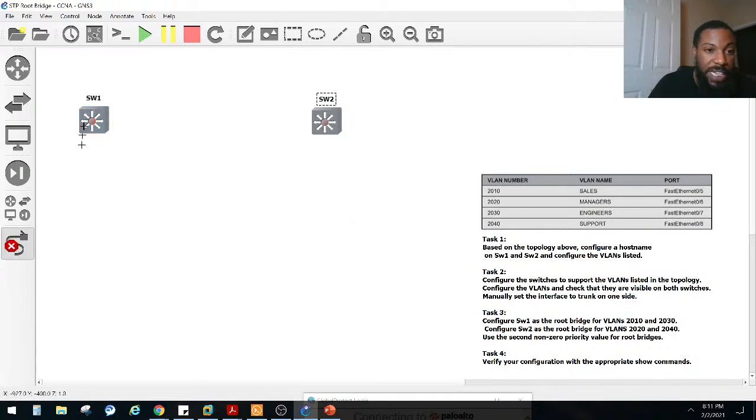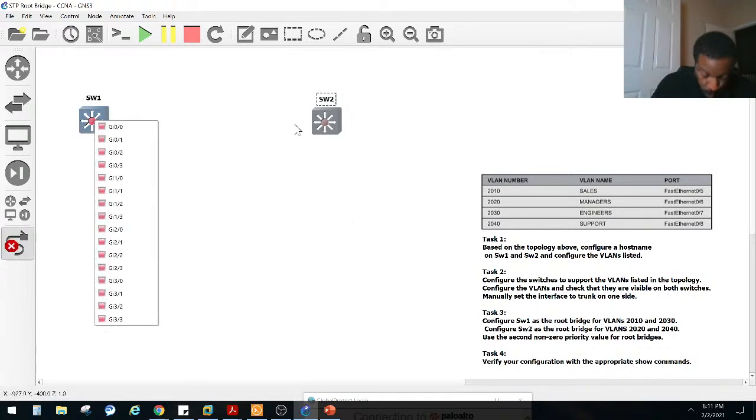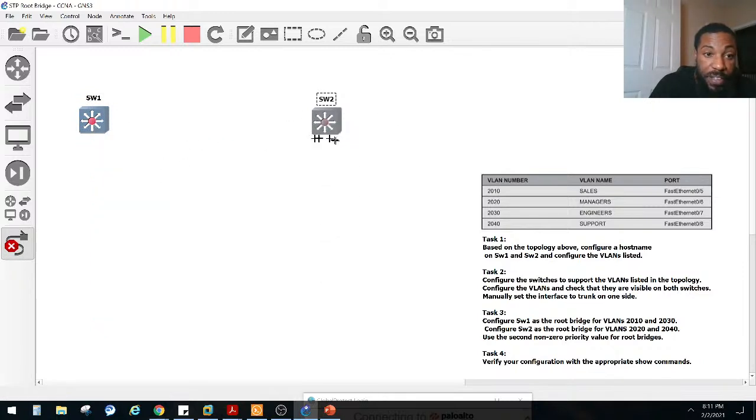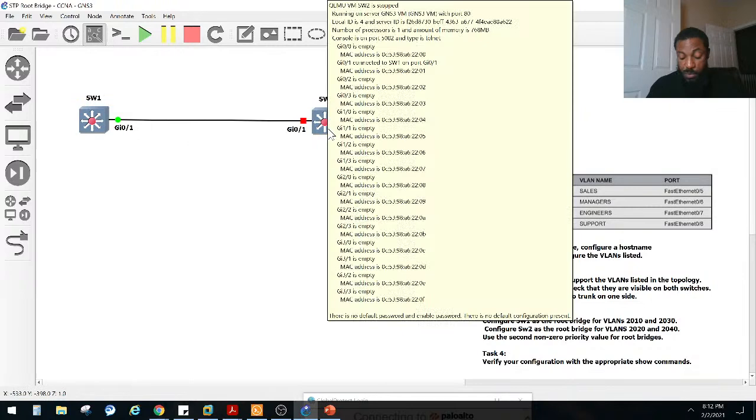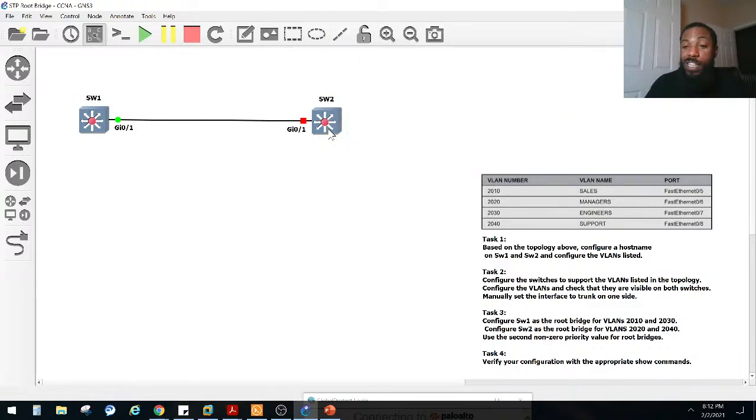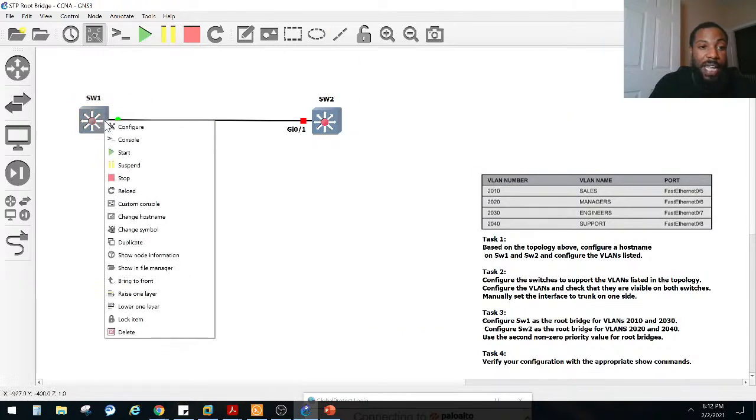So anyways, we're gonna connect switch 1 to switch 2 via gig 0/1. Your interfaces might be different. Again, let's get the labels up by this button right here. Based on the topology above, configure a host name on switch 1 and switch 2 and configure the VLANs listed. I'm going to power these on one at a time. Y'all know GNS3 been acting funny with me when I power them all at the same time. I'm going to console into that one.